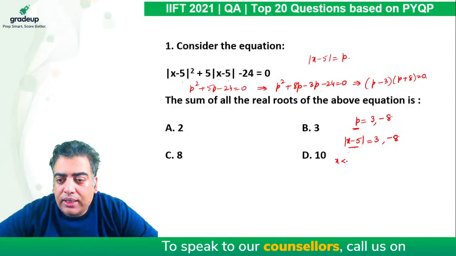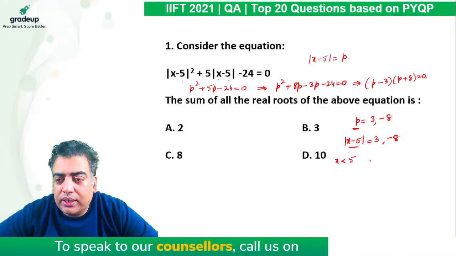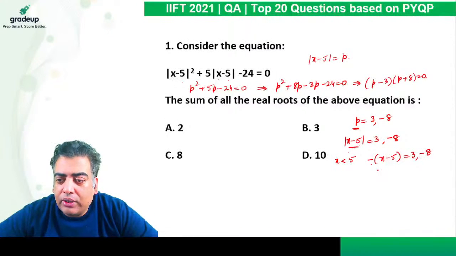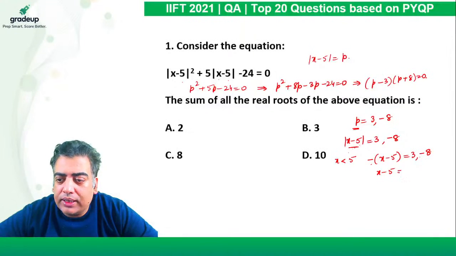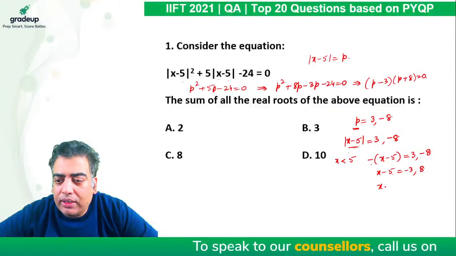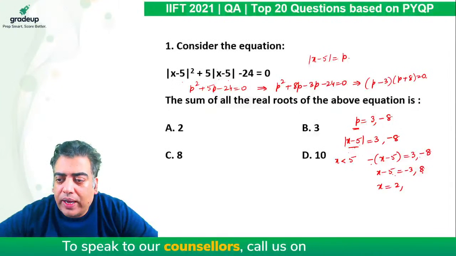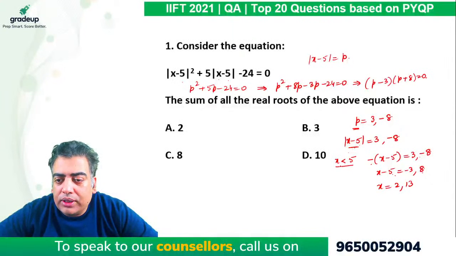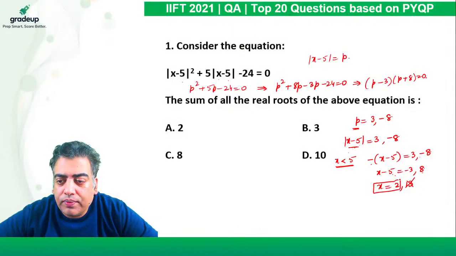If x is less than 5, so it will result in minus of x minus 5, which equals 3 or minus 8. So let's take negative sign on the other side. So x minus 5 is either minus 3 or 8. And on adding 5, it gives me 5 minus 3 is 2 and 5 plus 8 is 13. Now here the condition was x should be less than 5. Only one value is satisfying, which is x equal to 2.